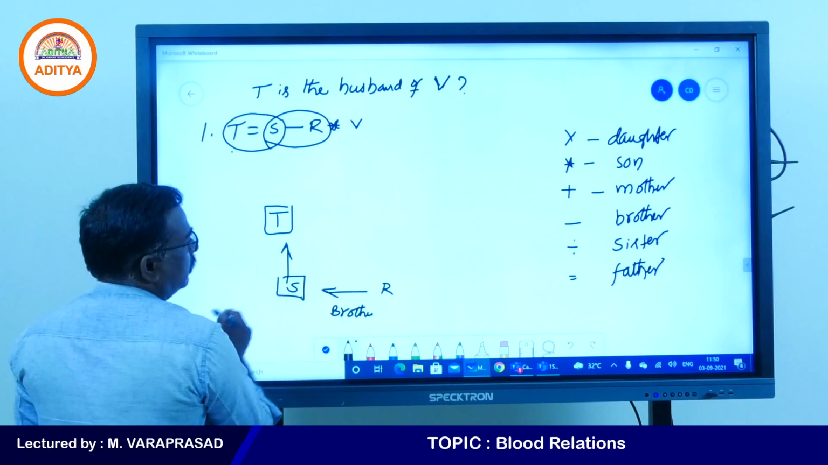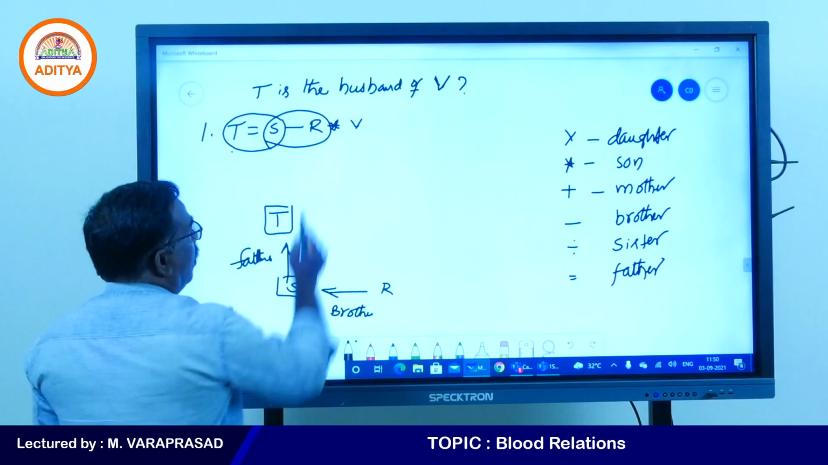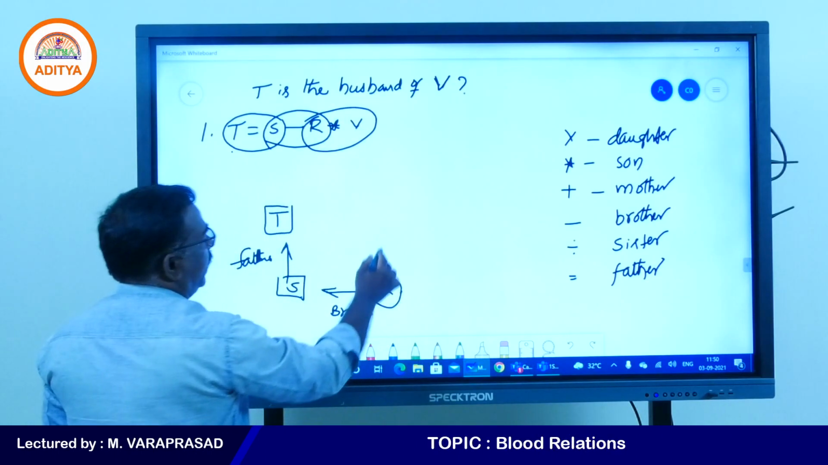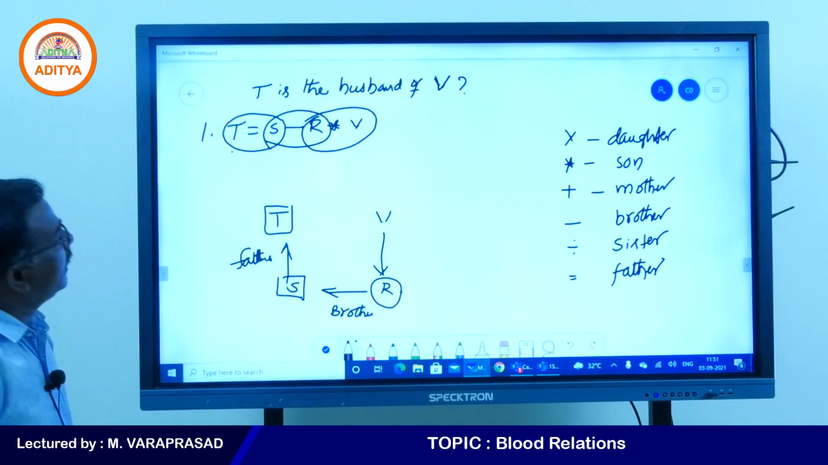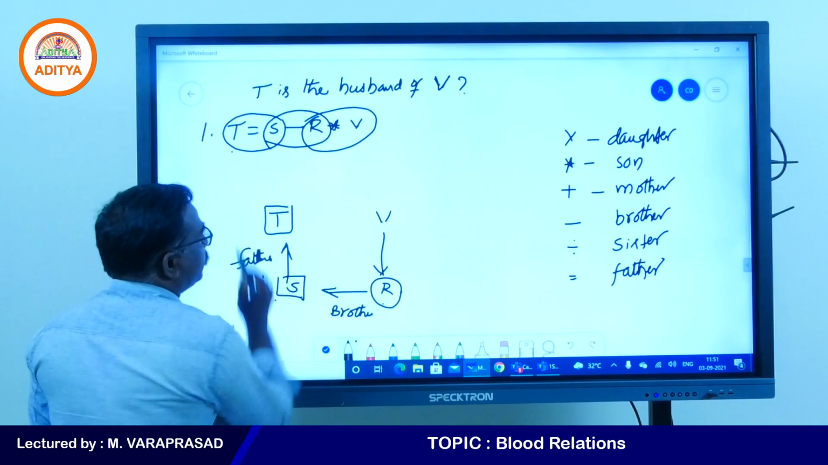This one is father. The next one is brother. R star V. Star means son. R is son of V. Now he is asking, T is the husband of V. Yes, these two are brothers and this one is father.